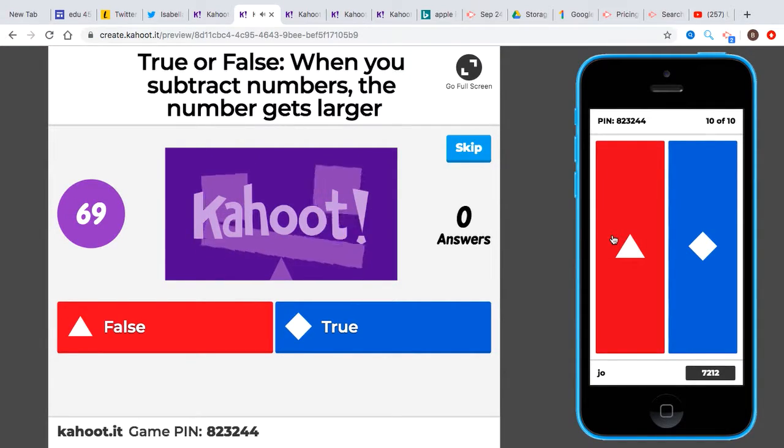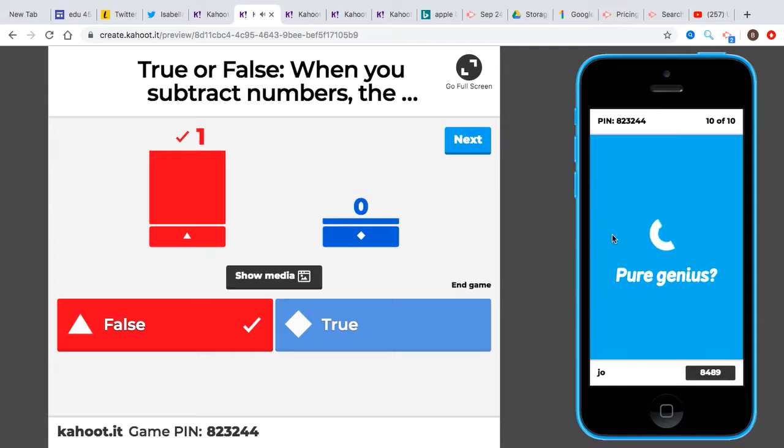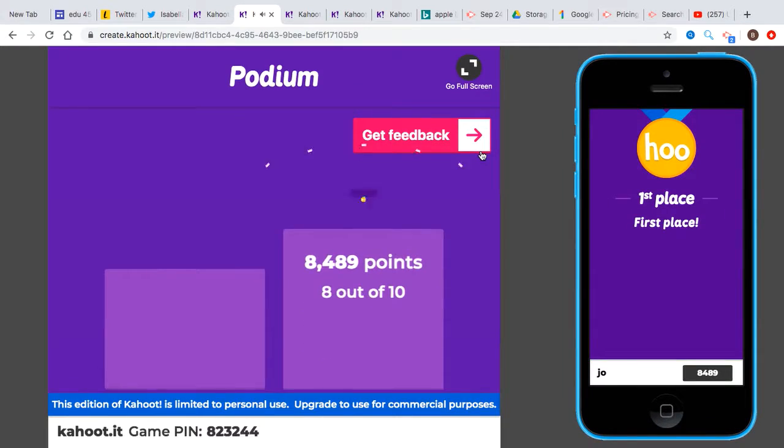So I'm going to come over here and press false. And then I'm going to press next. And it gives the teacher the feedback. So there's usually a couple pedestals, but since it's just me, I'm the one right here. And it says I got 8 out of 10 right. And for the students, they see this, and the student got first place, this is what they'd see, and they'd probably be pretty excited about that.